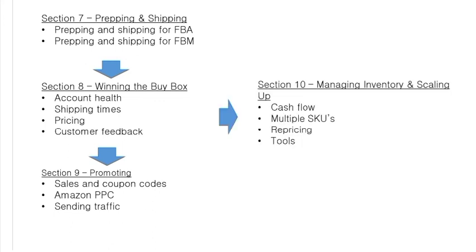And then we are going to go on to managing inventory and scaling up. So we're going to talk about cash flow, we're going to talk about how you manage multiple SKUs, so having multiple products on Amazon, how do you manage this? We're going to talk about repricing, so how you can change the prices continually in order to keep winning the buy box. And we're also going to look at tools that you can use to help you do all this.